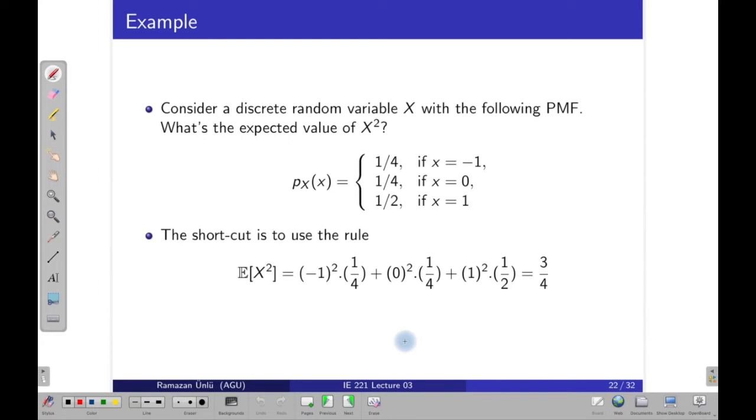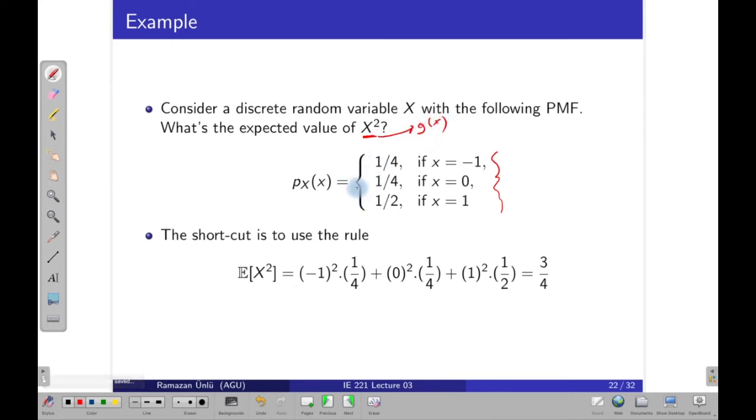So let me give you an example here. Let's consider a discrete random variable x with the following PMF. So this is the PMF of x, okay? And what is the expected value of x squared? So here, the random variable is based on a function, right? And we are looking at the expected value of some function. And let's say this is g of x.